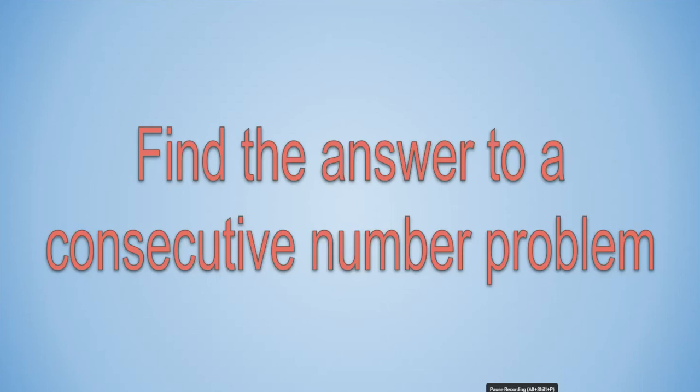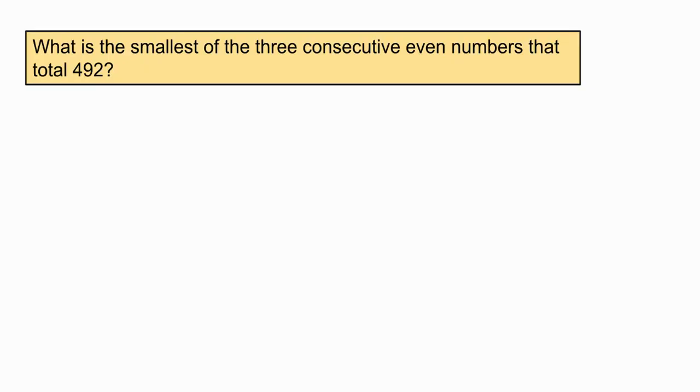In this video, we are going to find the solutions to a couple of consecutive number problems. Here's the first problem. What is the smallest of three consecutive even numbers that total 492? So the way we can think about this is that we have one number, another number, and a third number. It tells us that they're all even and consecutive and that they must total 492.